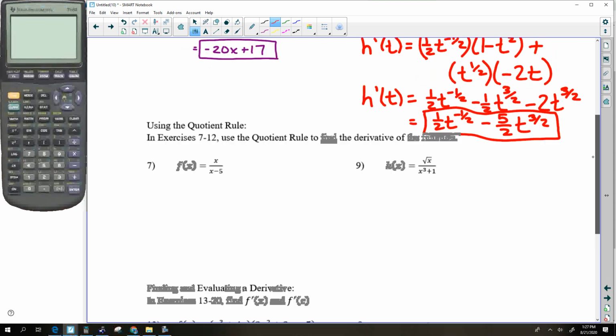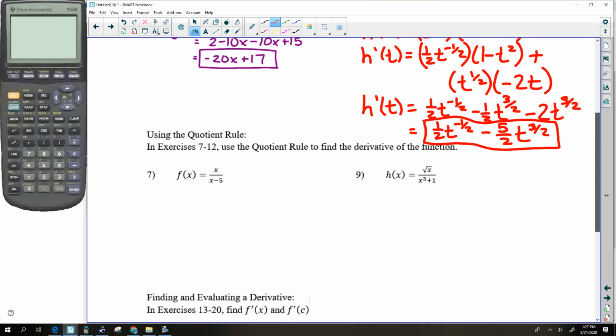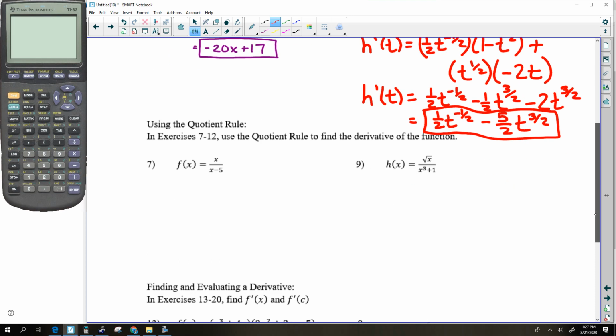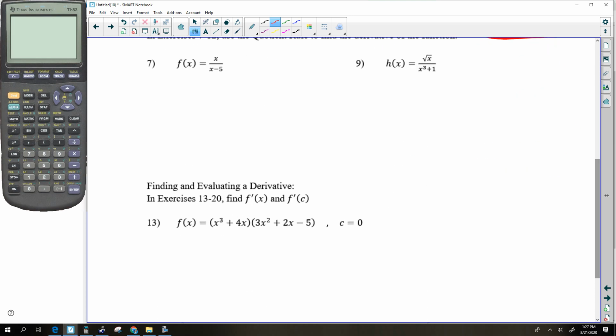All right, number 7, they want you to do the quotient rule. So we have a U and a V. So here we go. Bottoms up, so the V goes to the top. Derivative of the top is 1. Minus, and then you do the derivatives, but of the others. So this time I'm leaving the top alone, and I'm taking the derivative of the bottom.